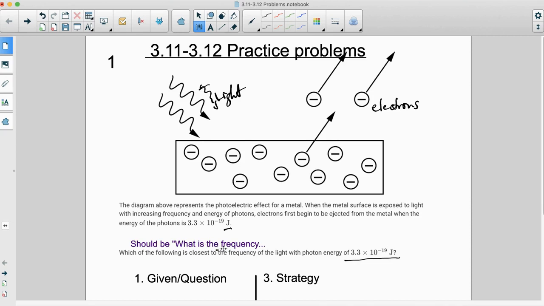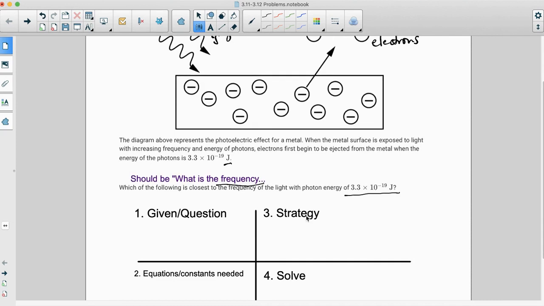I'm going to underline a couple things. I'm going to try to find my question and my givens here. So this is just a kind of strategy to set up your problem solving.